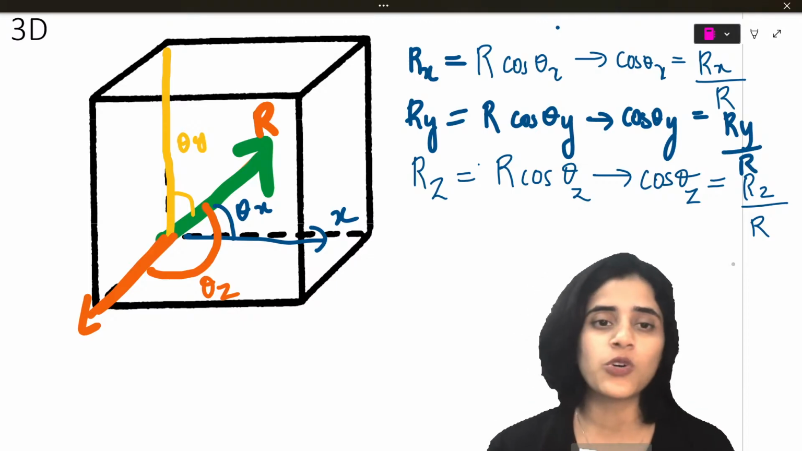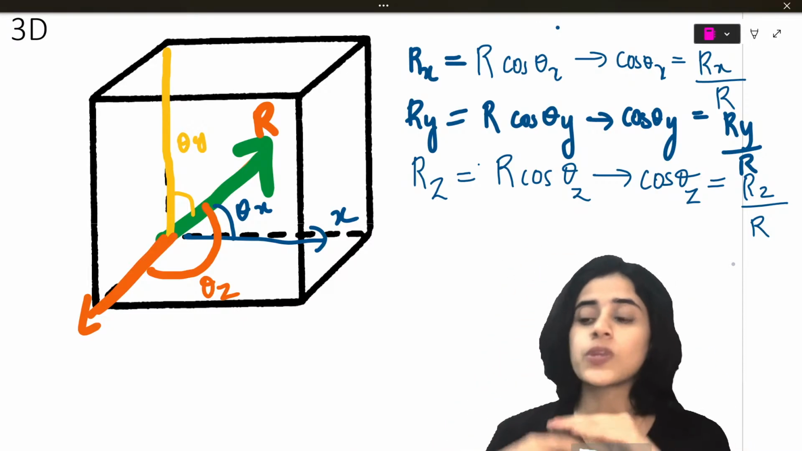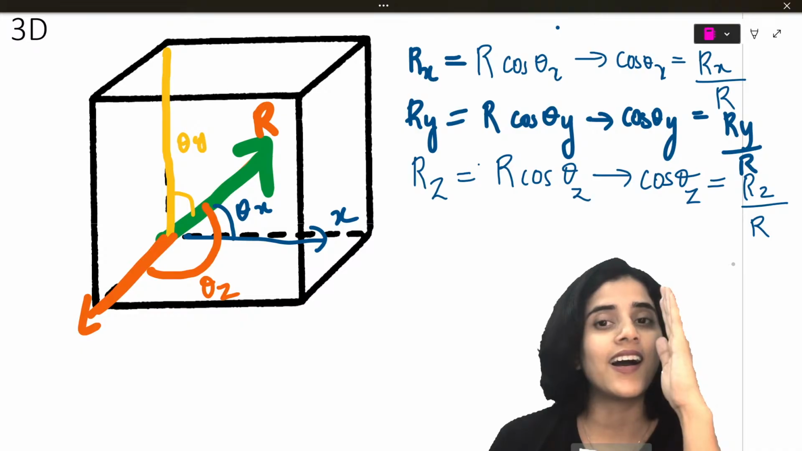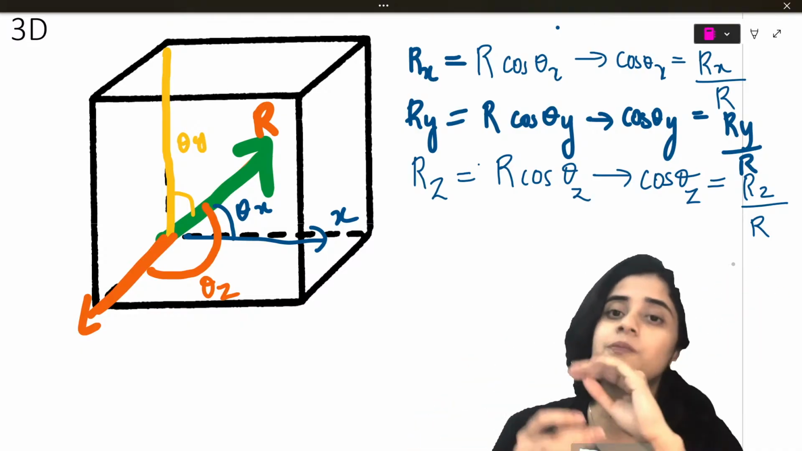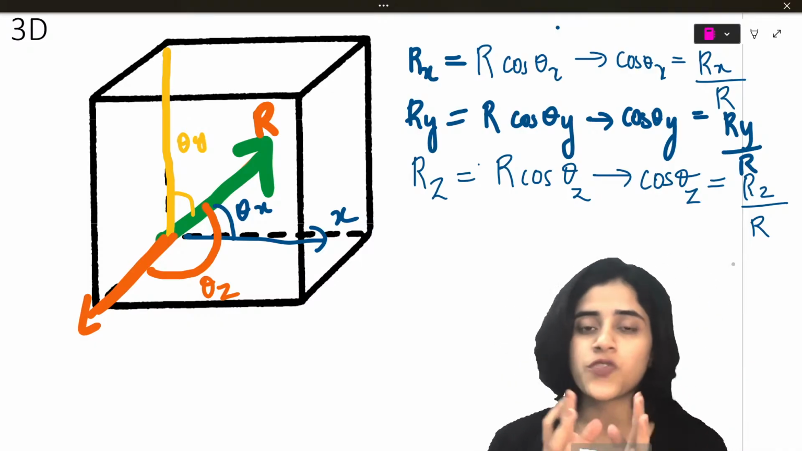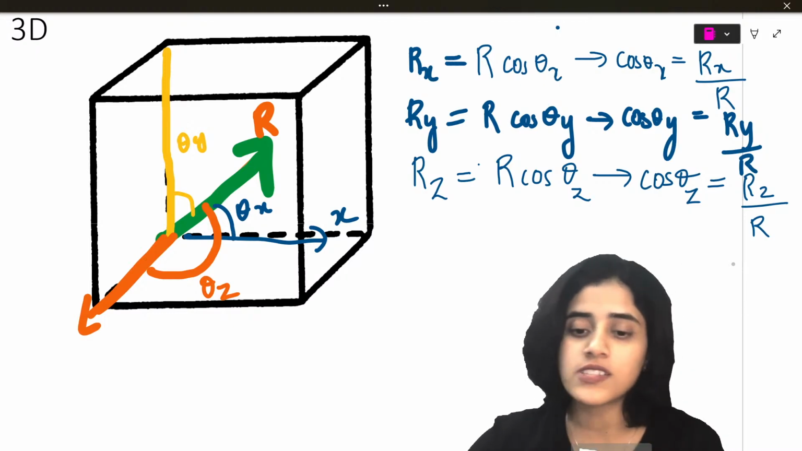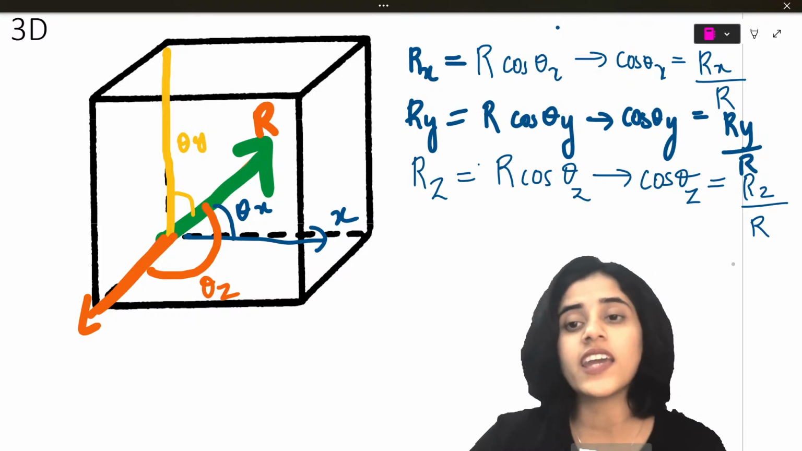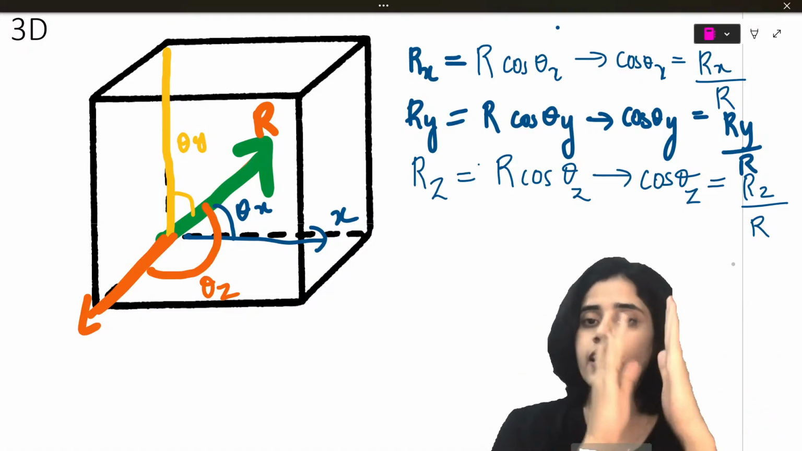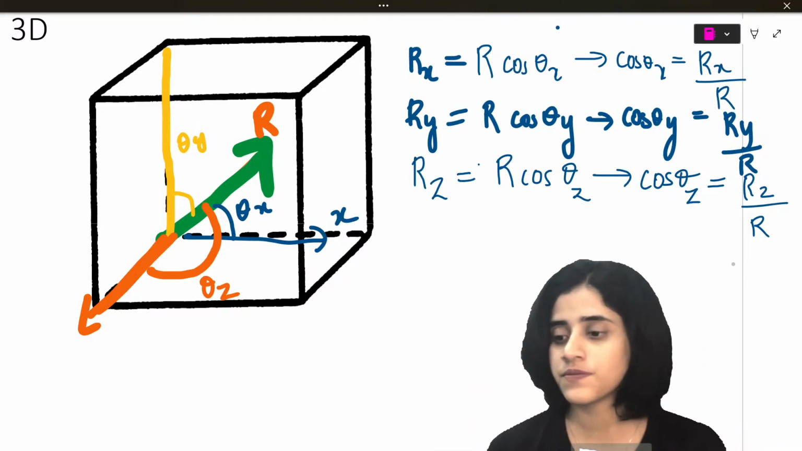Is this clear to all of you? So R is a vector. Theta x is the angle the vector makes with the x-axis. Theta y is the angle R makes with the y-axis. Theta z is the angle R makes with the z-axis. So from that you have Rx, Ry, Rz. You also have cos theta x, cos theta y, cos theta z. Now, why am I taking all cos? Because all angles are close to the line. Angle close to the line, cos. Angle away from the line, sin.